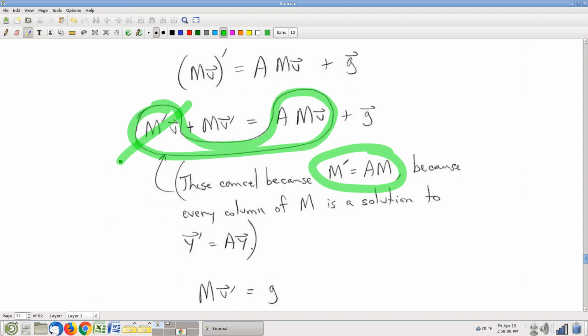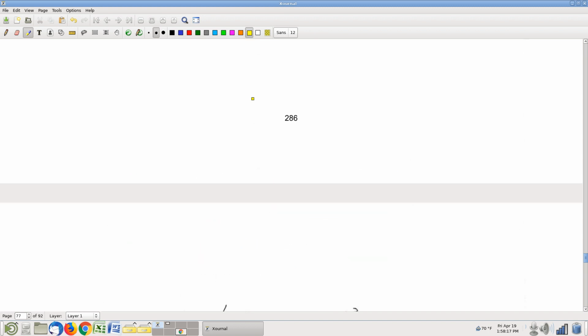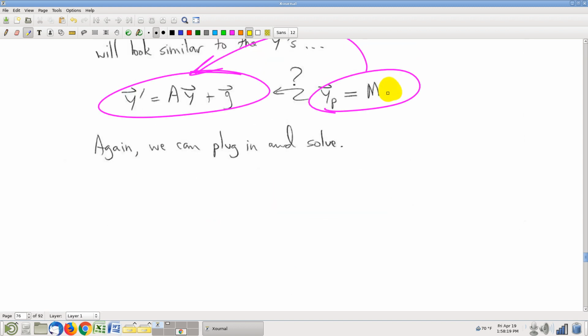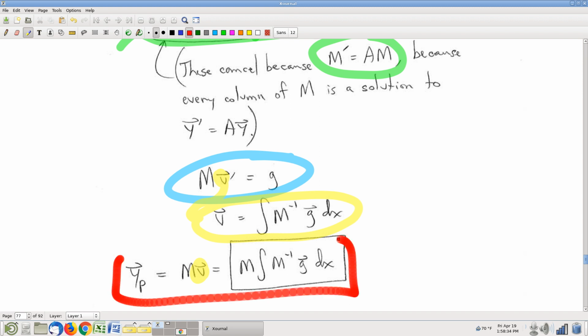Anyway, those cancel. What's left over is this. Again, our hope was to solve for V. What is this tweak that we can do to our existing homogeneous solutions? So we solve for V. And once you know V, don't forget our actual particular solution is going to be V times M. And so we get this formula.